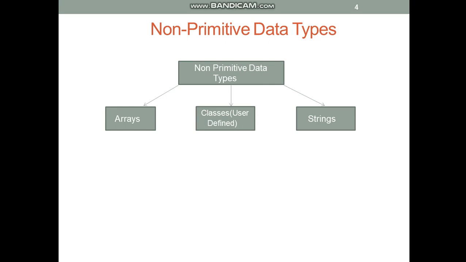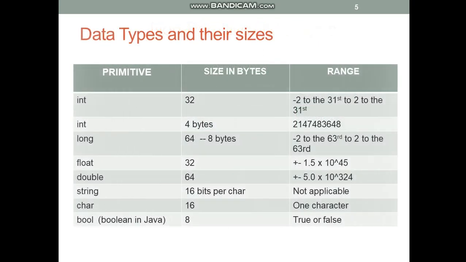Now let's move to the sizes. What are the data types and their sizes? We have the primitive type, size in bytes, and range. For the range part, not to worry about the exact values. For size in bytes, int is 32 bits, or 4 bytes. 32 is in bits, and 8 bits make a byte, so 32 bits come to 4 bytes. For long we have 64 bits, which comes to 8 bytes.